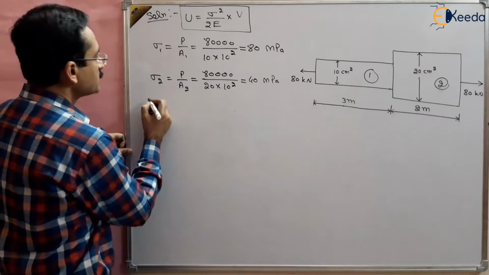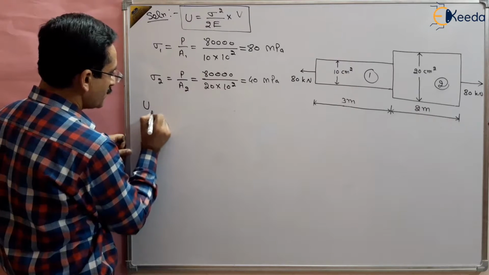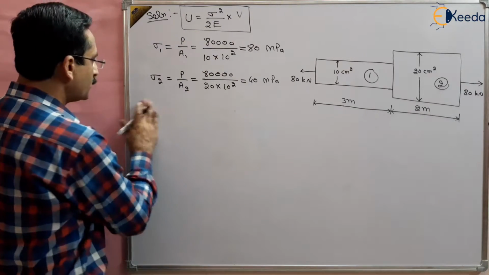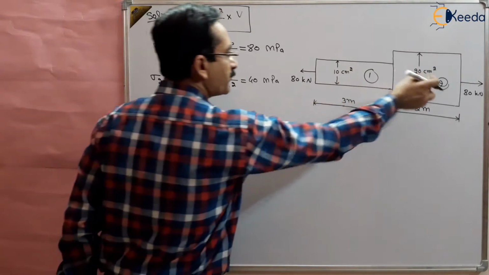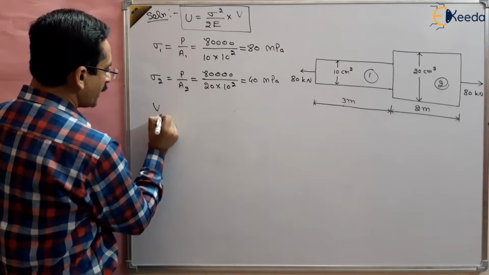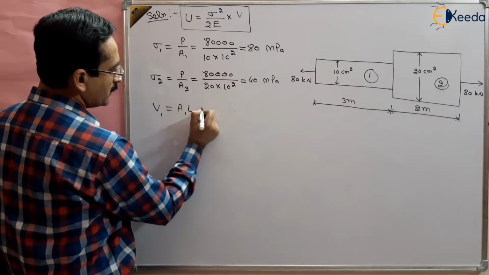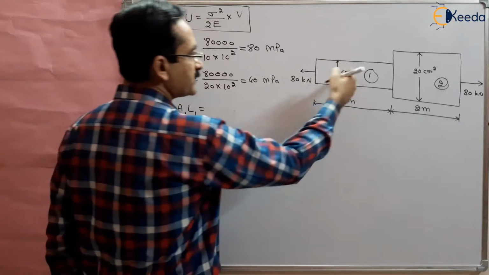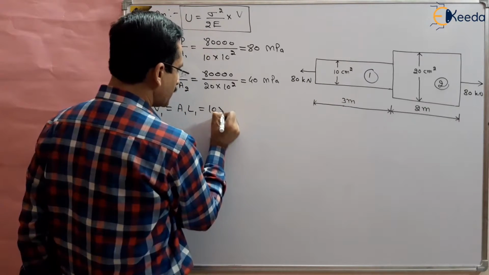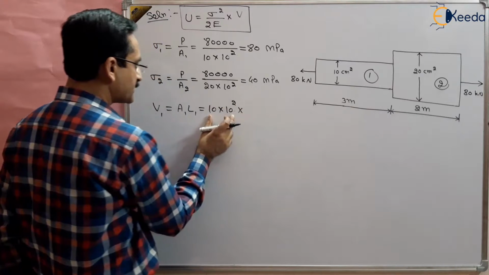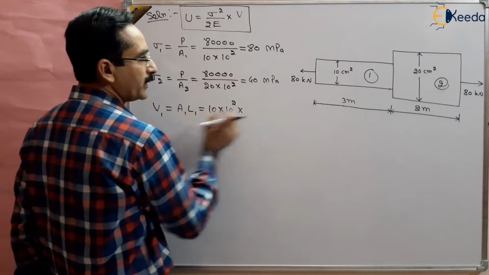So what is the strain energy stored in one part? For that, you can find out the volume also. What is the volume of each part? Volume of part one and volume of part two. So volume of part one will be equal to area multiplied by length. Cross section area we know is 10 centimeter square, so it can be converted to millimeter, so 10 power 2 millimeter square. This is the area, multiplied by length, which is 3 meter.